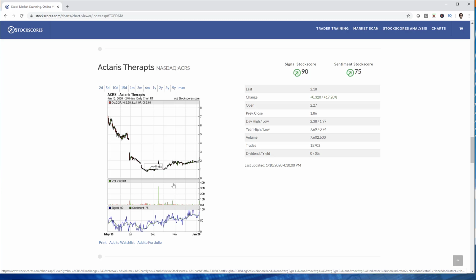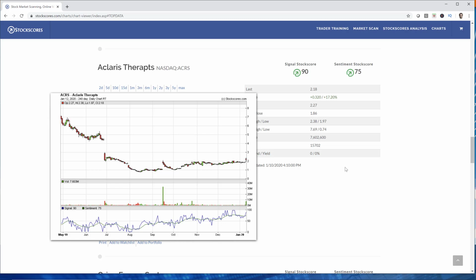ACRS was a good trader on Friday. It closed below its open. That's why that candle there is a little bit red. You can see the very strong volume, traded with good liquidity, trading 15,702 times. That's pretty active. Had a 17% price jump. Despite the size of that price jump, it's still got a long way to go until it hits resistance.